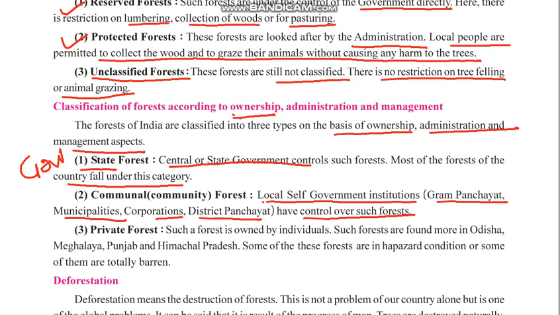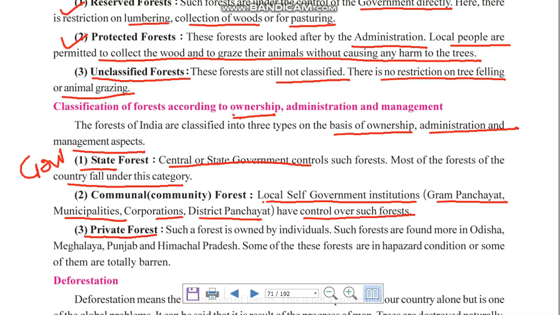These are usually smaller in size. Who will take care of this kind of forest? The local self-governing institutions will take care of it, and that's why they are known as the community forest. Third is private forest.